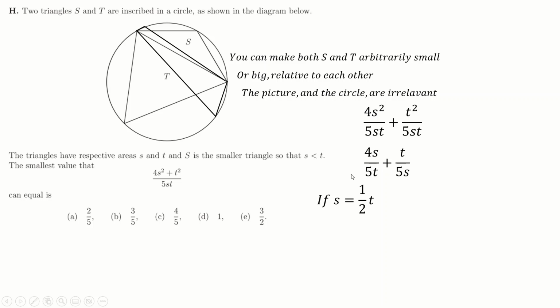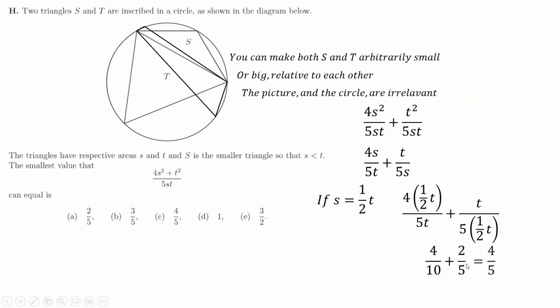Well, let's just set s equal to a half t, and plug that in. This half drops down there to make 4/10, the t's cancel. This half comes up to here to make a 2, and the t's cancel to get 2/5. Now, of course, 4/10 is just 2/5, plus 2/5 is 4/5. So by choosing s is equal to half t, I've made 4/5. So now the question is, by choosing different things, can I make anything smaller, or is that the minimum?